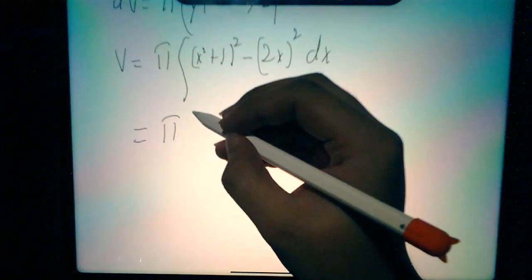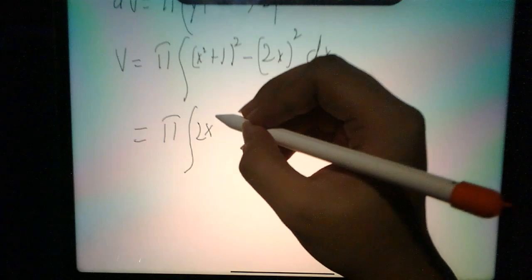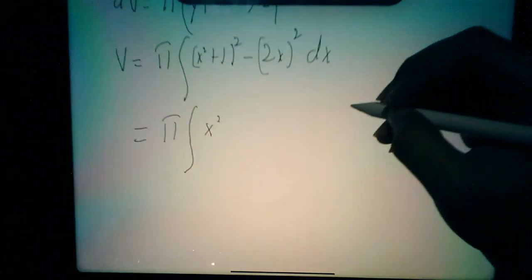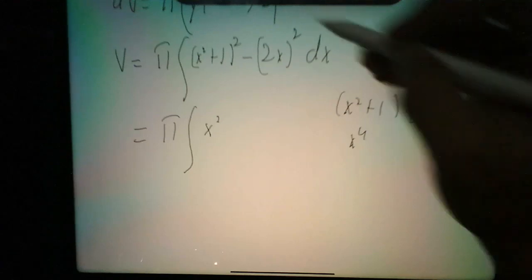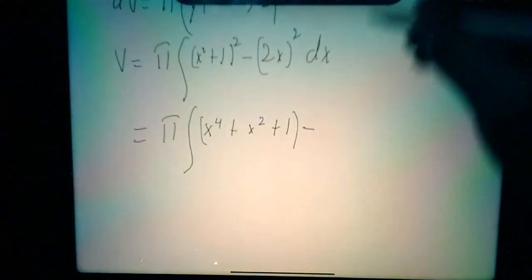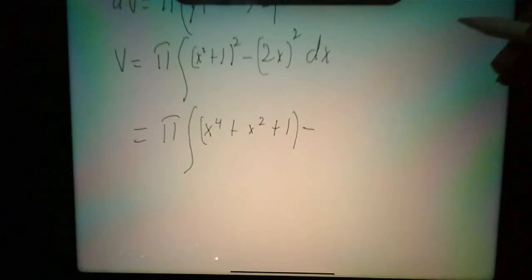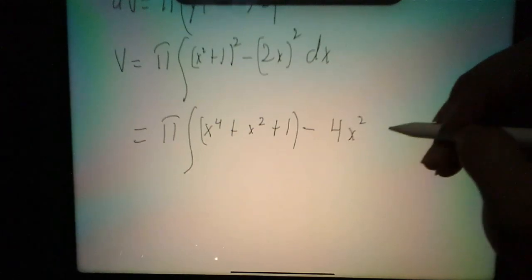So pi, then let's expand this first. x squared plus 1 times x squared plus 1 comes to x to the 4, plus 2x squared plus 1, minus 2x squared, which is 4x squared, dx.